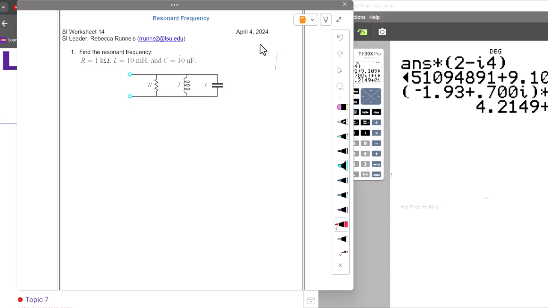So this first problem, we're supposed to find the resonant frequency. To find the resonant frequency, that would be where the imaginary part of the impedance is equal to 0. So we need to find the equivalent impedance of this circuit, and then from there find out where the imaginary part of that is equal to 0.